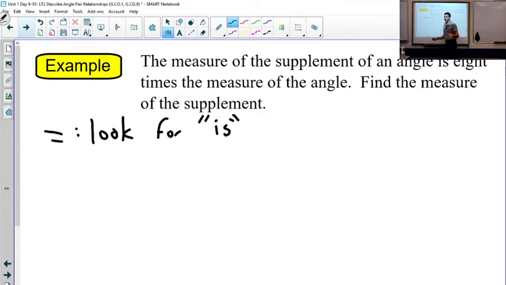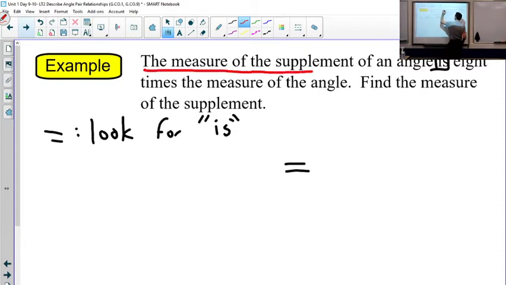So I'm going to read through my sentence, and I'm going to wait until I hit the word is, and that's where my equal sign will go. The measure of the supplement of an angle is, there's my equal sign. That's where my equal sign is going to go. So I'm going to look at the rest of the sentence, and everything to the left of the is going to go to the left of the equal sign, and everything to the right of the is going to go to the right of the equal sign.